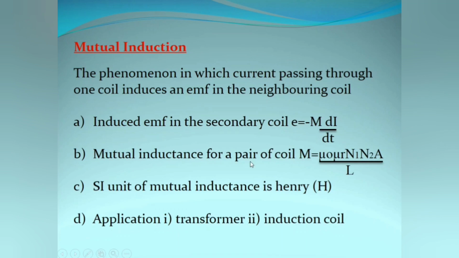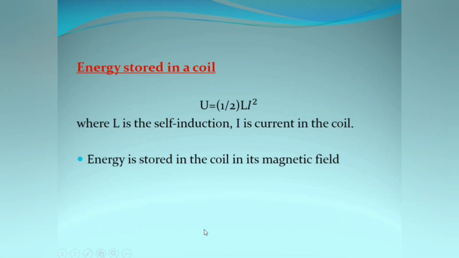Mutual inductance for a pair of coils or for a given solenoid is given by the equation M equal to mu naught mu r N1 N2 A divided by l. N1 is the number of turns in the first solenoid or coil and N2 is the number of turns in the second coil. A is the area of the given coil and l is its length. This is the mutual inductance of a solenoid, and the SI unit of mutual inductance is Henry. The applications you can observe here are the transformer and induction coil.